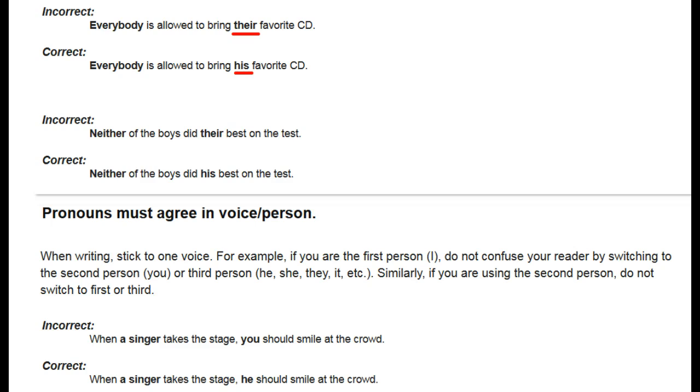Another incorrect example is, neither of the boys did their best on the test, is an incorrect use of the pronoun. The correct use would be, neither of the boys did his best on the test. And we know we can use his because we are talking about boys in this sentence.